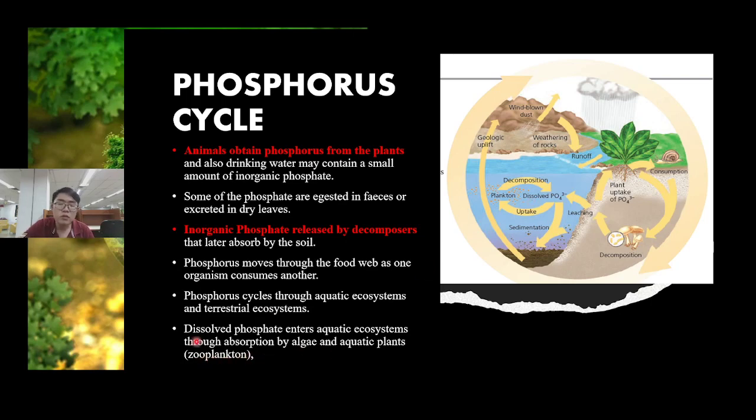Zooplankton. So actually aquatic is the same as terrestrial, just that it is in the water. Like our aquatic plants also take up the inorganic phosphate, and then the aquatic organisms, aquatic animals, will obtain the phosphate from the plant also. And then when the aquatic organisms die, they will sediment in the ocean, and then after decomposition, it will be absorbed by the soil again. Like that. It's totally the same as terrestrial.